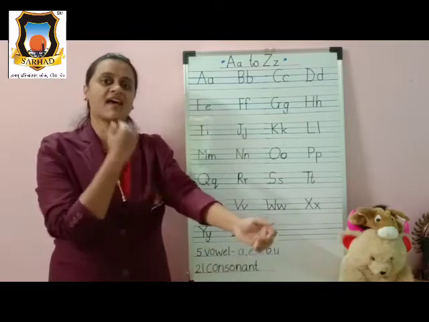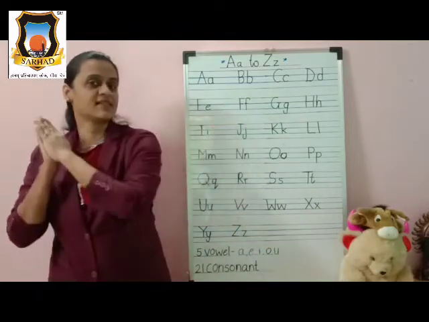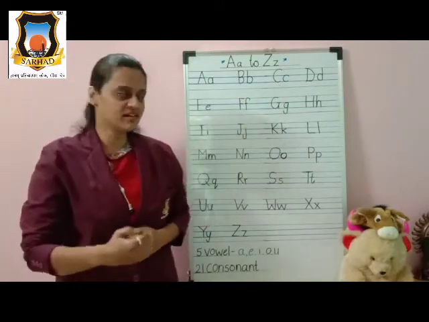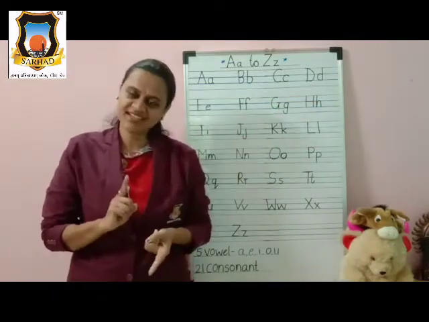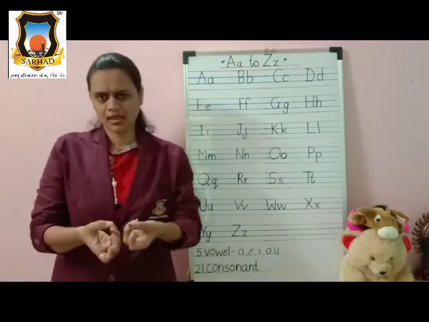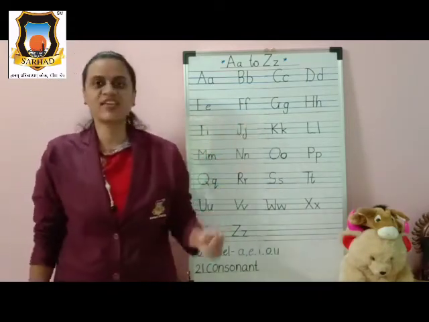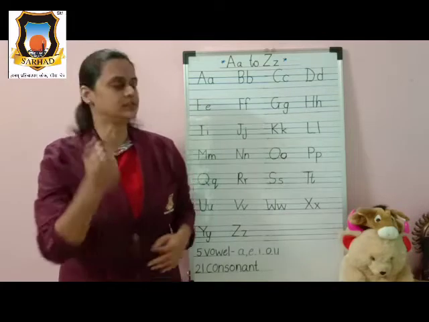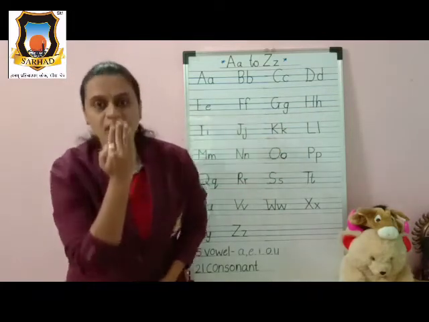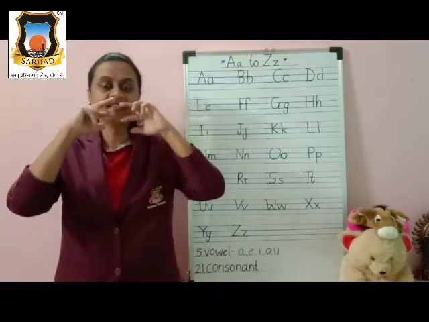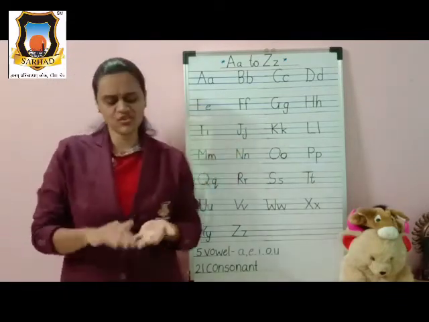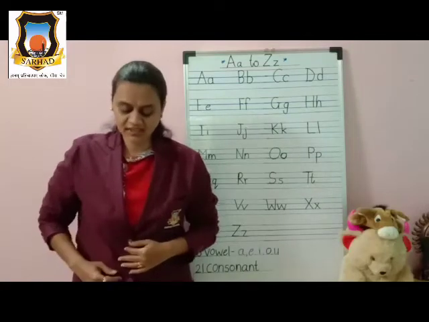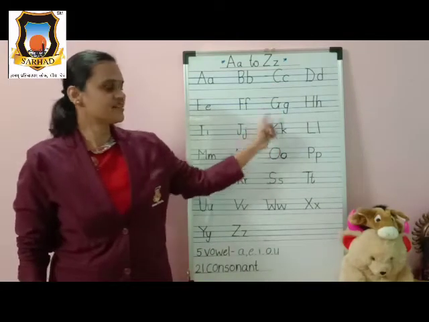A says A. B says B. C says K. Curly K. D says D. E says. F says. G says G. H says. I says I. J says J. K says K. Kicking K. This K and this K sound is same.